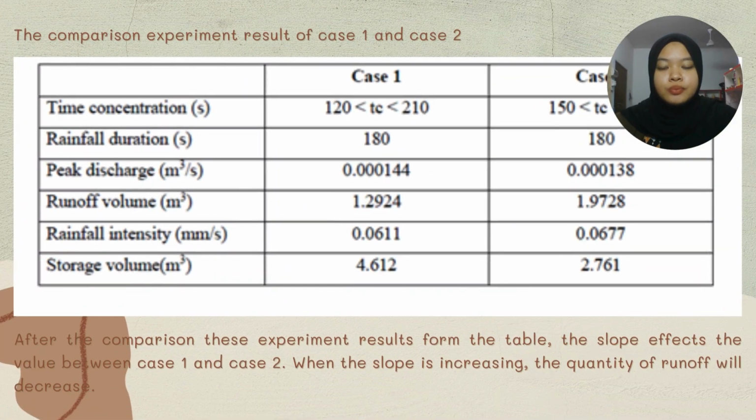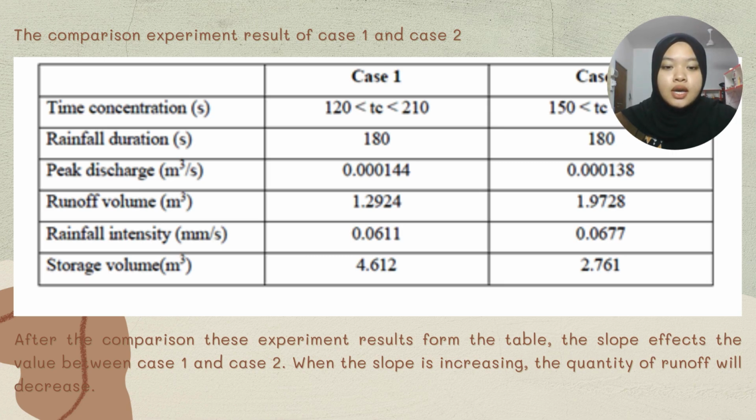So this is the comparison of the experiment results of case 1 and case 2. The time of concentration for case 1 is 120 to 210 and case 2 is between 150 to 210. The rainfall duration is 180 seconds, the same for case 2. The peak discharge for case 1 is 0.000144 and case 2 is 0.000138.